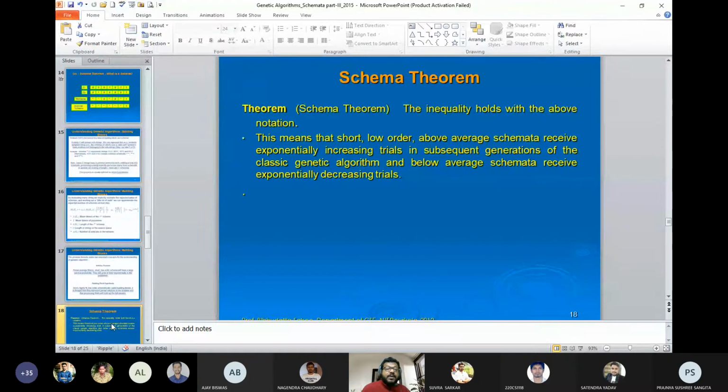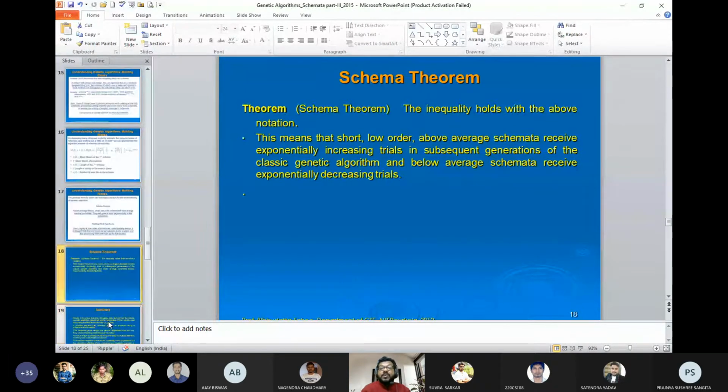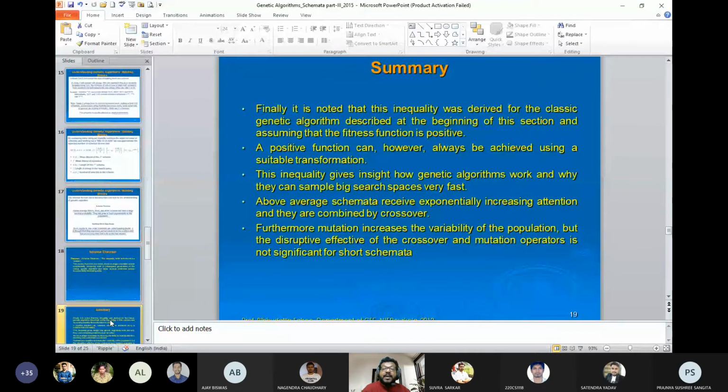This appears in Goldberg's book, and I have shared that material as handwritten notes first, so a PPT is not required in that way. So we conclude like this. Finally, it is noted that the inequality was derived for a classical genetic algorithm, described at the beginning, with selection, assuming that the fitness function is positive. A positive fitness function can, however, always be achieved using a suitable transformation, that is, a transformation from one generation to another generation.